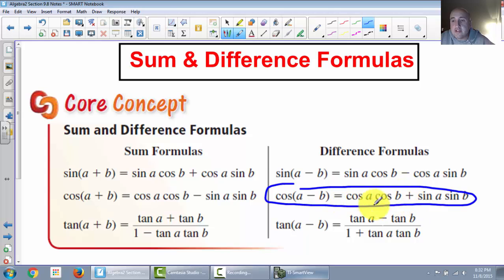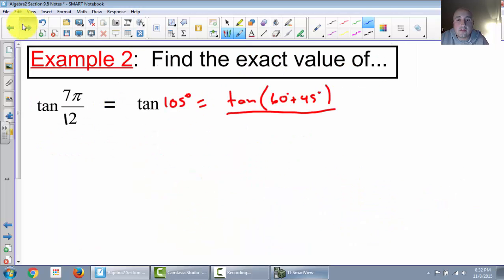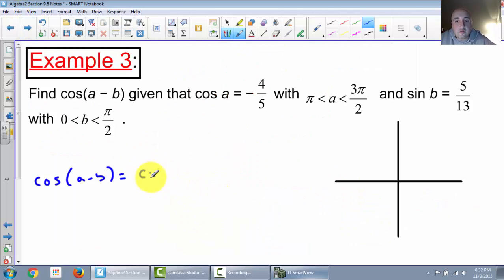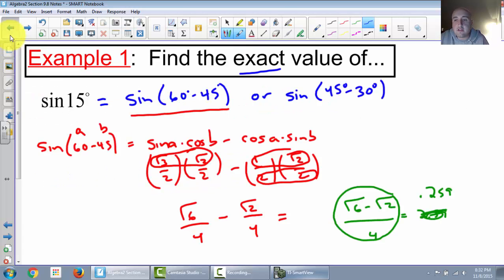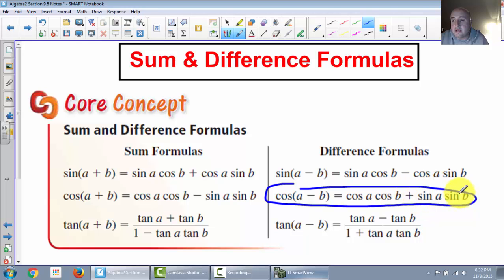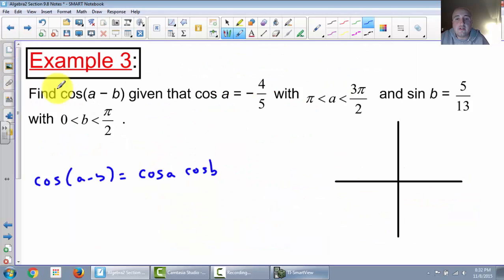So it says cosine of a times cosine of b, and then what does it say? Plus sine of a sine of b. Okay, so we're going to fill in all this information.